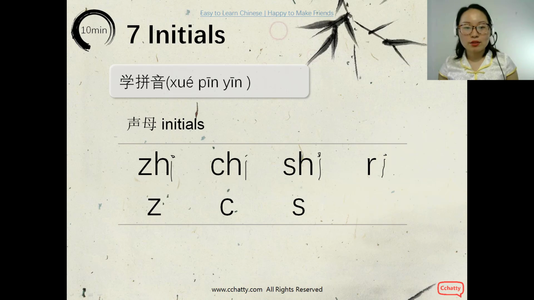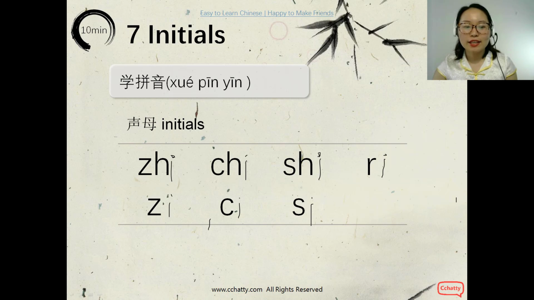And the next three. The initial and the final e here. So it's z, z. Your tongue is flat, so you don't need to curl your tongue here. And then c, c. And then s, s. Okay, z, c, s.